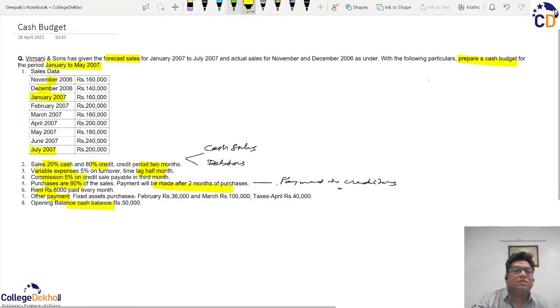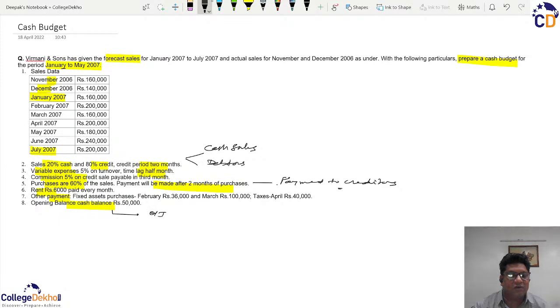It denotes that because the budget is to be prepared for the period from January to May, this cash balance is as on 1st January.